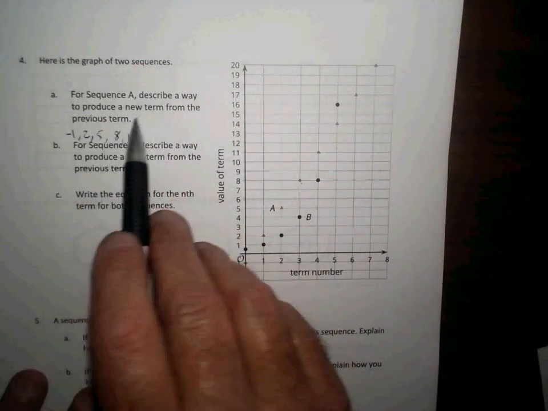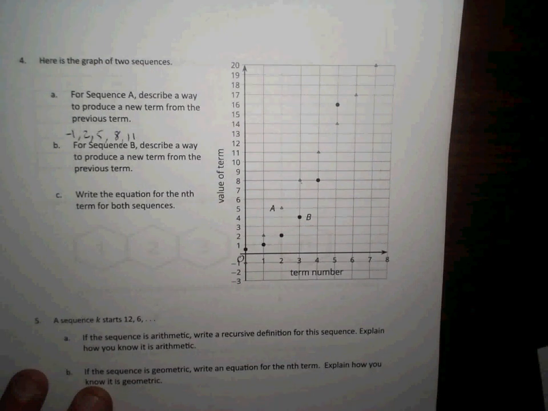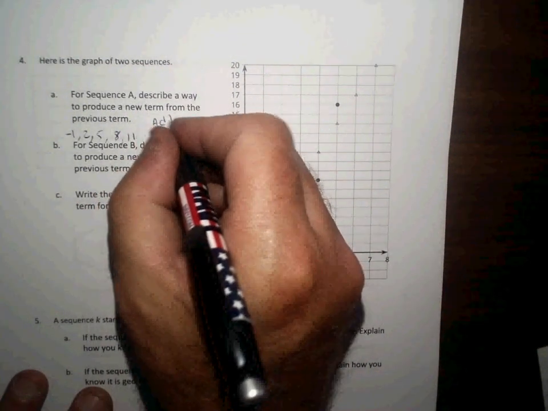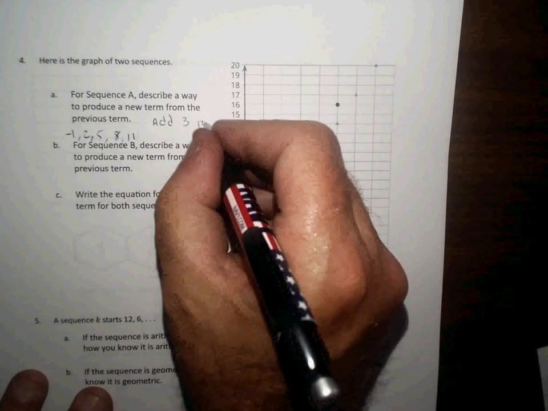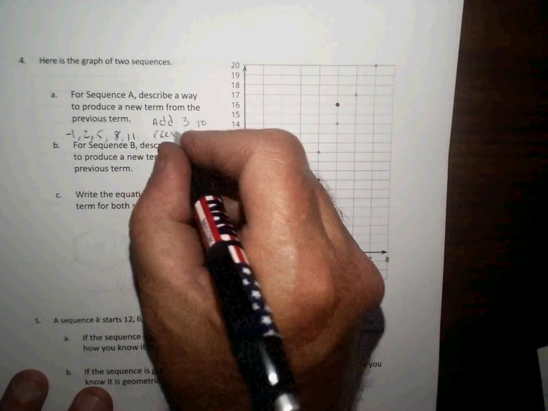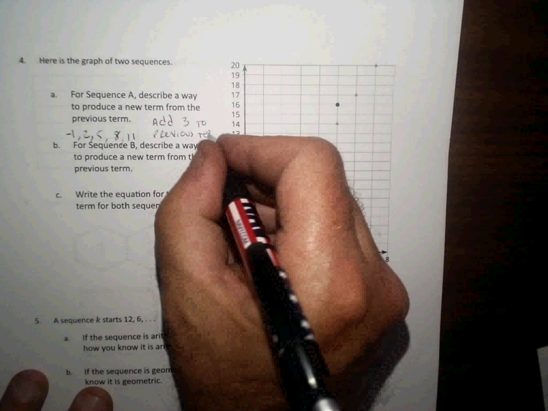So if we're going to describe a way to produce a new term from the previous term, what would you say? Plus 3. Add 3 to each term, or to the previous term, to get a new term, right?